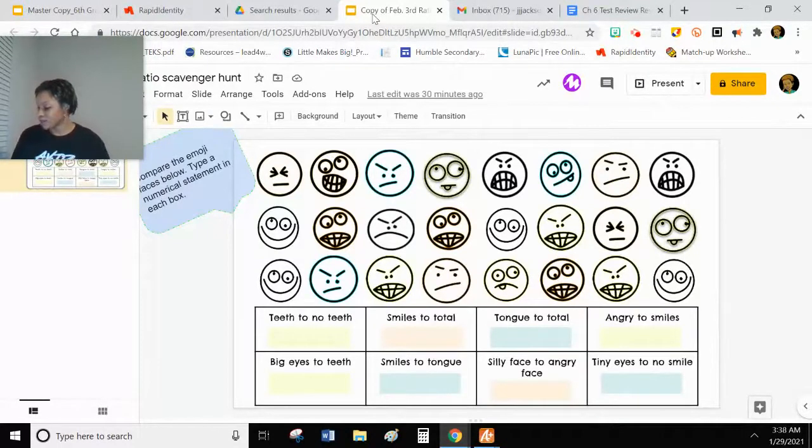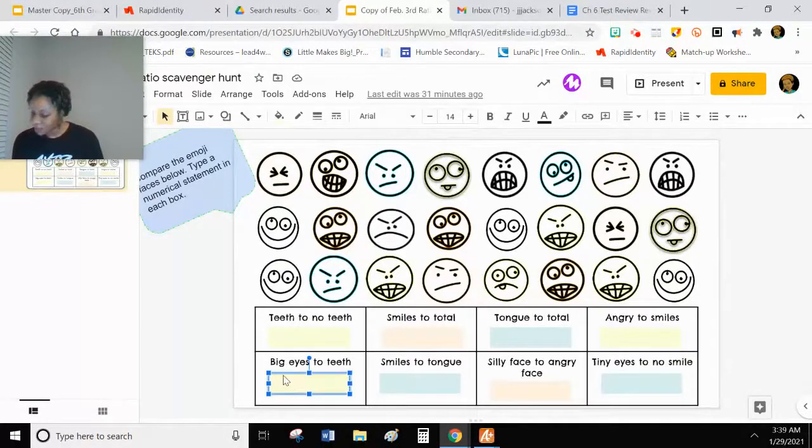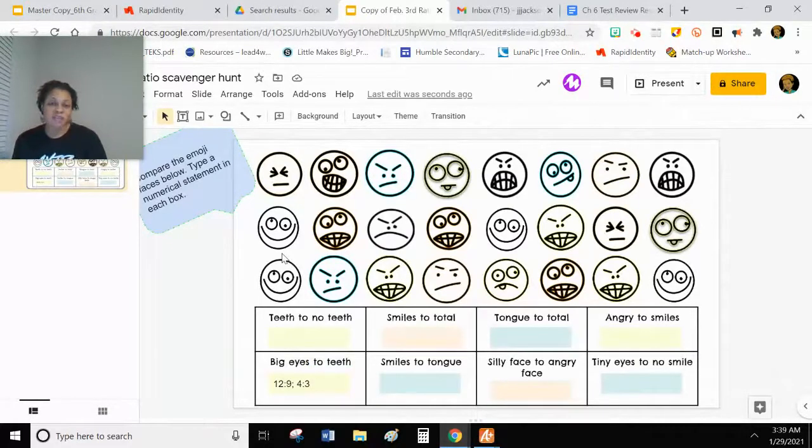And we're going to look at big eyes to teeth, tongue to total, and silly face to angry face. So when I say big eyes to teeth, big eyes or any googly looking eyes. So I went through and I counted the big eyes. And for the big eyes to teeth, I ended up with 12 to 9. And that could be simplified. It had a GCF of 3. So 3 goes into 12 4 times, and 3 goes into 9 3 times. So the final comparison is for every 4 big eyes I have, there are 3 teeth.